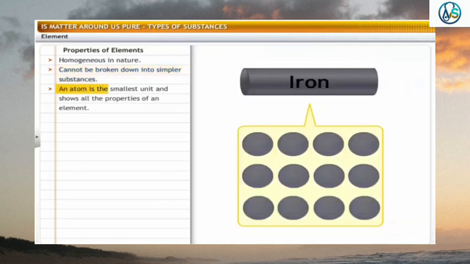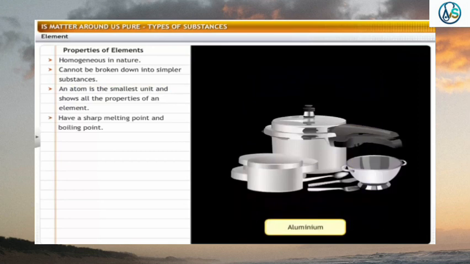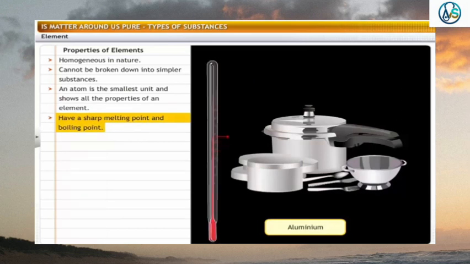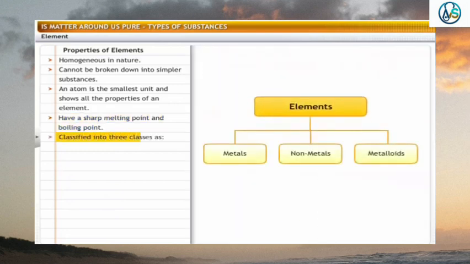An atom is the smallest unit that shows all the properties of an element. For example, an atom of iron shows all the properties of that metal. Elements have sharp melting and boiling points. For example, aluminium has a boiling point of 2447 degrees centigrade. Elements can be classified into three classes: metals, non-metals, and metalloids.